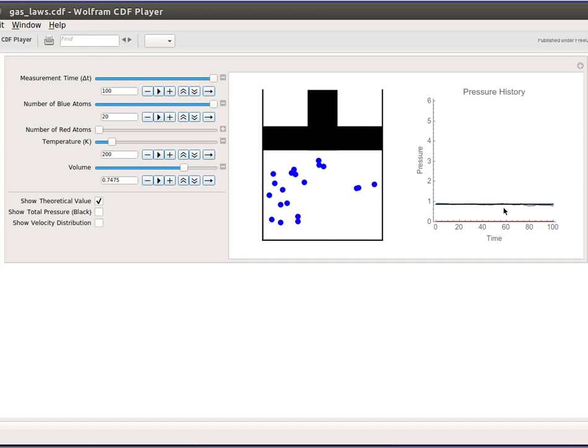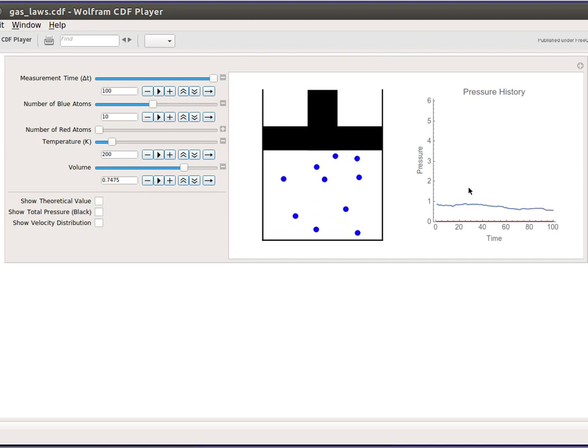Okay, so this is pressure, right? And this is how we can tie this macroscopic quantity, pressure, down to these individual atomic events. Okay. Now I want you to consider the following question. Let's take off the show theoretical value here, and maybe we can go back down to, say, 10. I want you to consider now what would happen to the pressure if rather than adding 10 additional blue atoms, what if we added 10 additional red atoms?